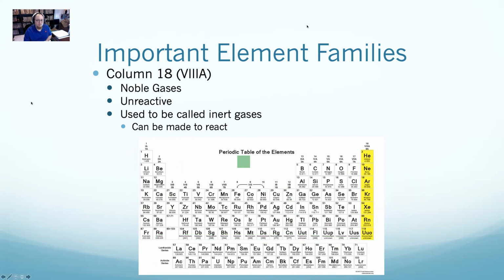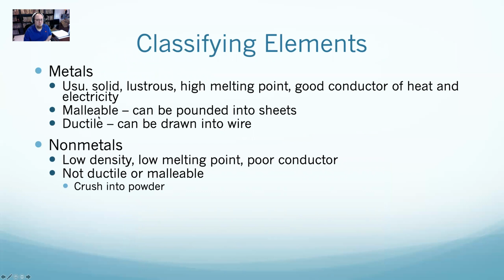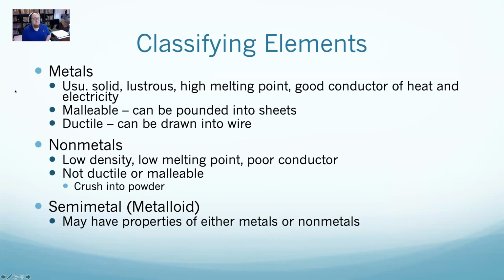Okay. Another way we can refer to elements is whether they're metallic or non-metallic or something else. Metals are usually solid, lustrous, high melting point, good conductor of heat and electricity. I mean, yeah, they're a metal. They're shiny, you can shape them, and they conduct heat and electricity. They're known to be malleable, they can be pounded into sheets, and ductile, can be drawn into a wire.